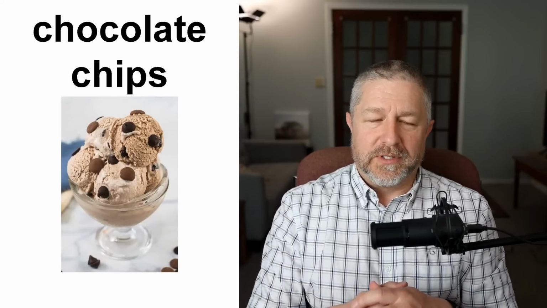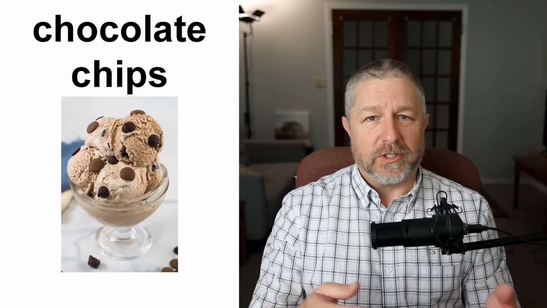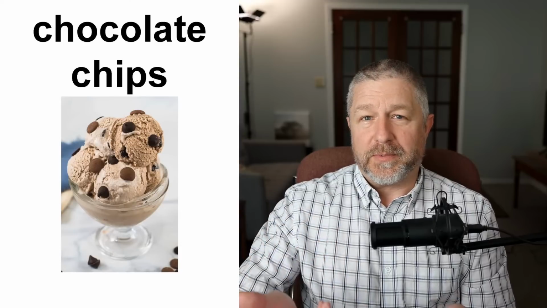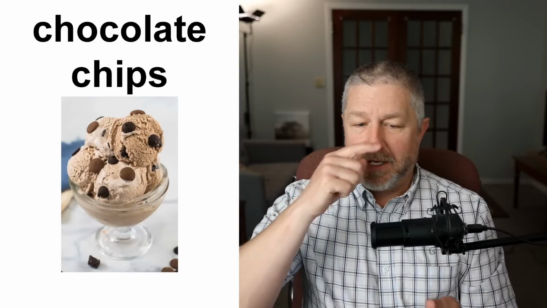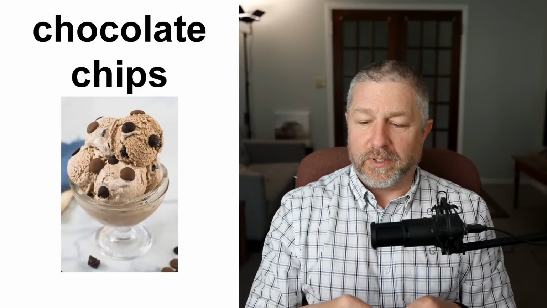And then chocolate chips. Normally, this is something you use when you're baking. If you make chocolate chip cookies, you put chocolate chips in with the other ingredients. But we often put chocolate chips on top of our ice cream as well.